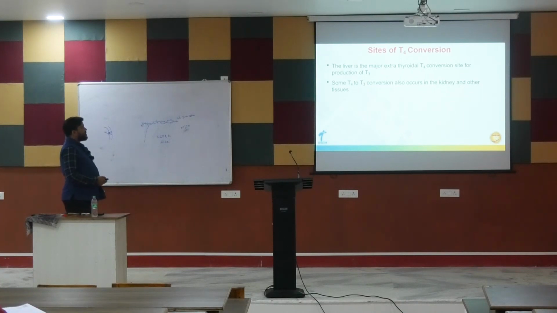Sites of T4 conversion. The liver is a major extrathyroidal T4 conversion site for production of T3. Some T4 to T3 conversion is also in the kidney and other tissues. The main site is the liver.